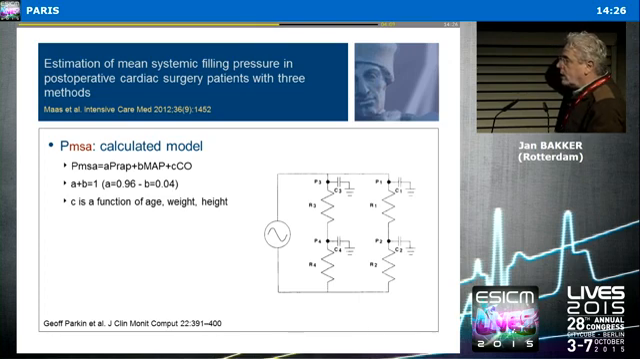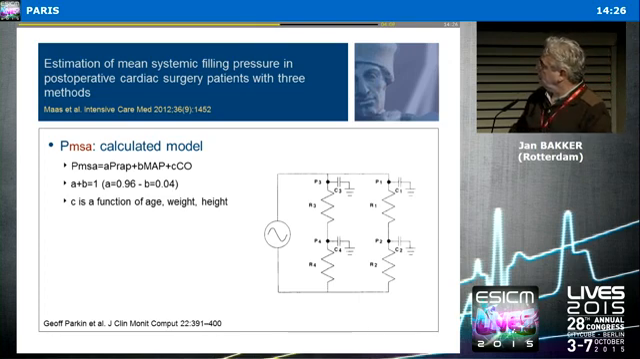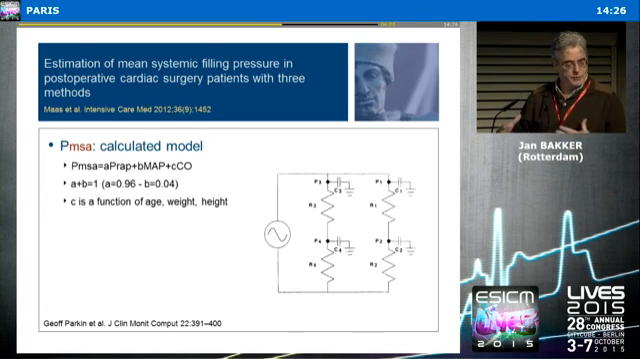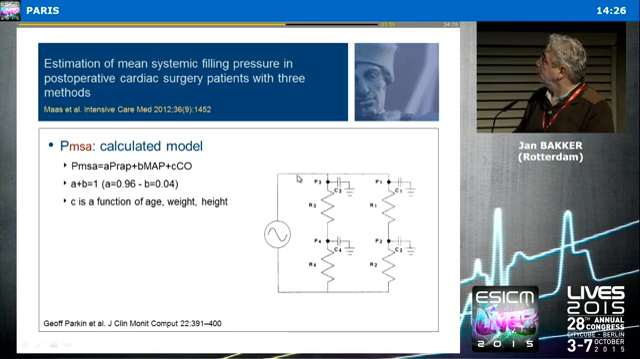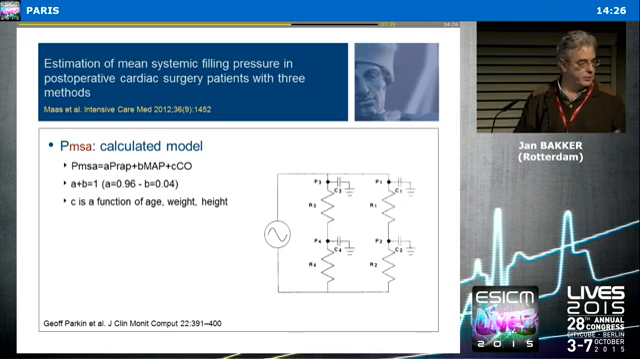Jeff Parkin in the Journal of Clinical Monitoring and Computing said, well, if you look at the Guyton representation of the circulation, it looks like an electronic circuit. So maybe we can estimate the mean systemic filling pressure viewing the circulation as an electronic circuit. And he came up with this analog of the mean systemic filling pressure in a calculated model. The algorithm is published, so basically you could incorporate it in every monitor that you have in your own system.